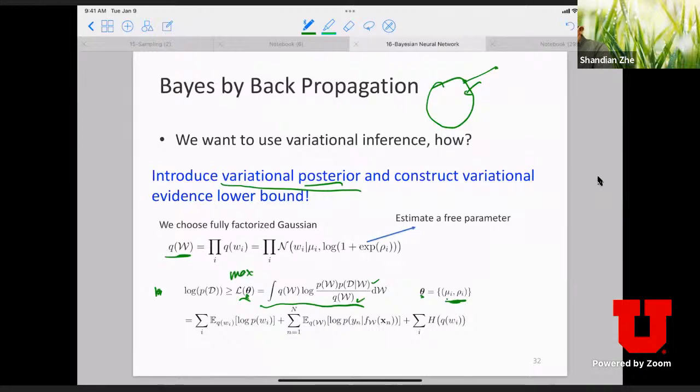And if we take a look at the specific form of this variational lower bound, it has the following form. It is the expectation of the log prior of each w_i under q of w_i, plus the entropy of each q of w_i. And this term goes through every training example.